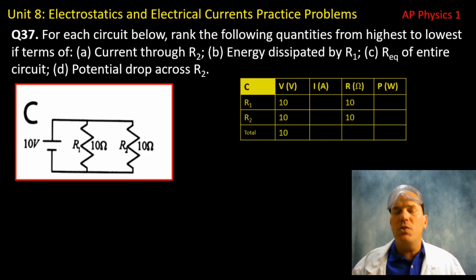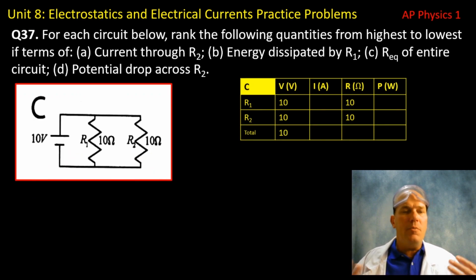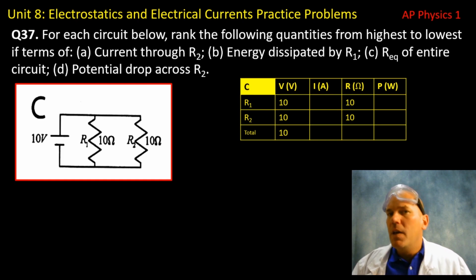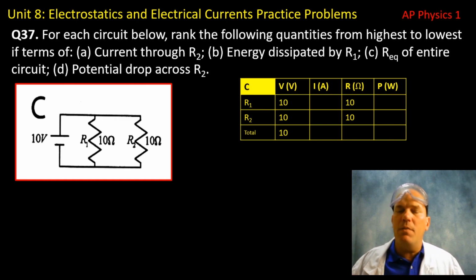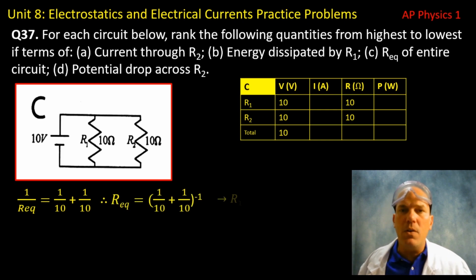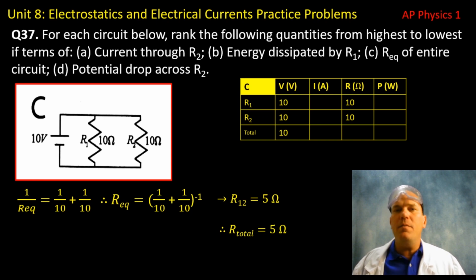Let's move on to circuit C. In circuit C, we have two resistors. They are in parallel. In our VERP table, we know the identity of the two resistors. We also know that the potential difference is 10 volts, and thus there will be 10 volts across R1 and across R2, which means that we can now calculate the equivalent resistance for the overall circuit by adding the inverse of 10 and 10 and then taking the inverse of that answer to get an equivalent resistance of 5 ohms.